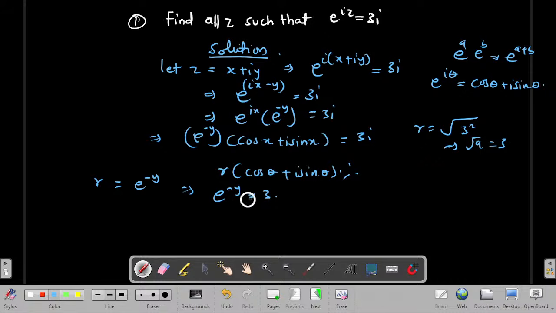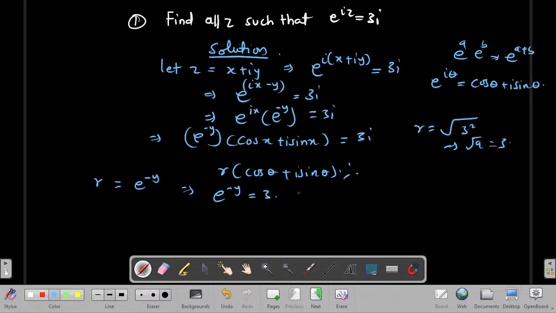So once I have e to the power negative y equal to 3, then how do I find y? Because y is part of my answer. I need x and I need y for my answer to be complete. So to find the value for y, I have to apply the natural logarithm, right?